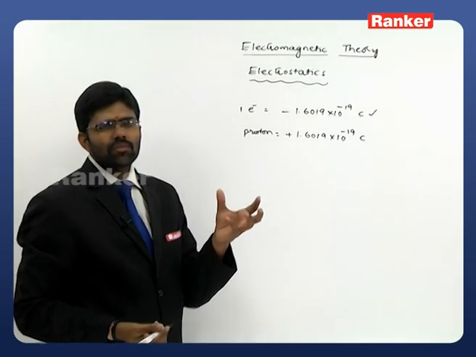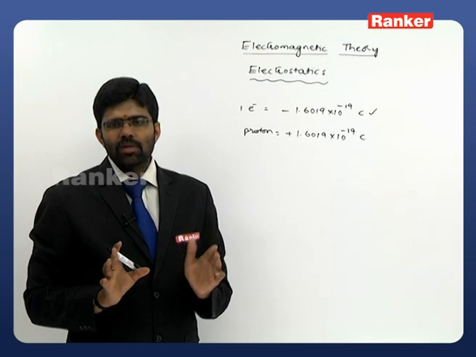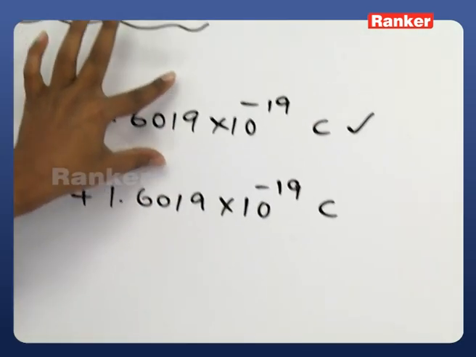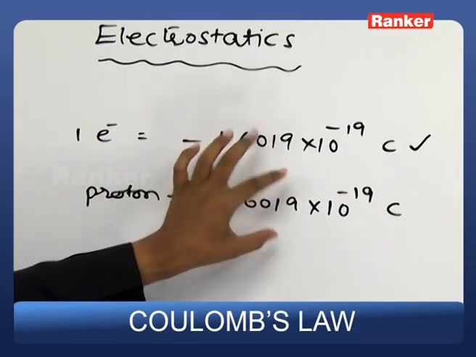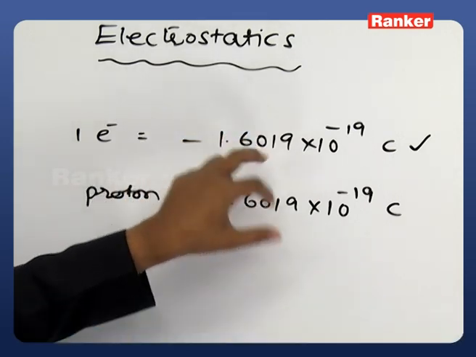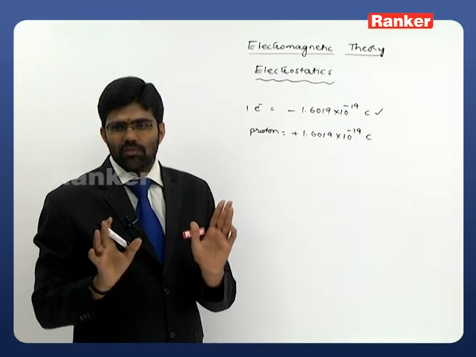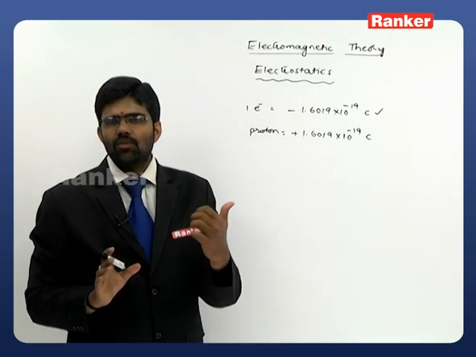So in a neutral body, the same number of electrons and protons will be there. Whenever required, we need to take the charge of an electron with this particular quantity, and the proton with the opposite quantity. So whenever required, a point charge can be replaced with these quantities if they are electrons. Remember that also.